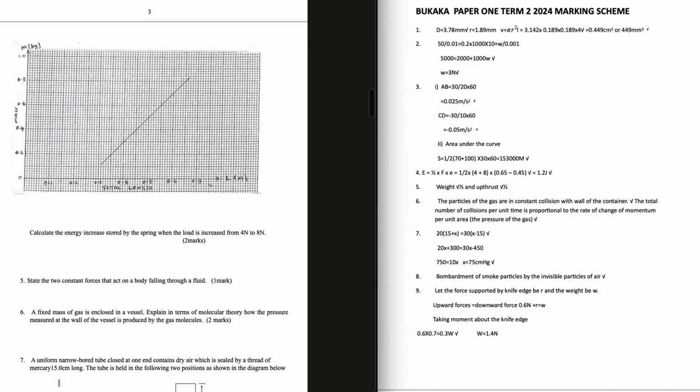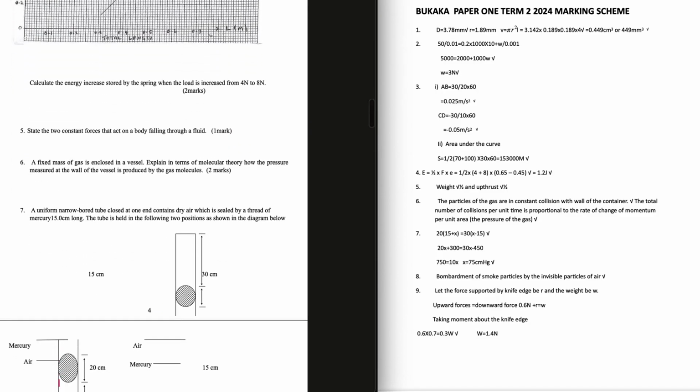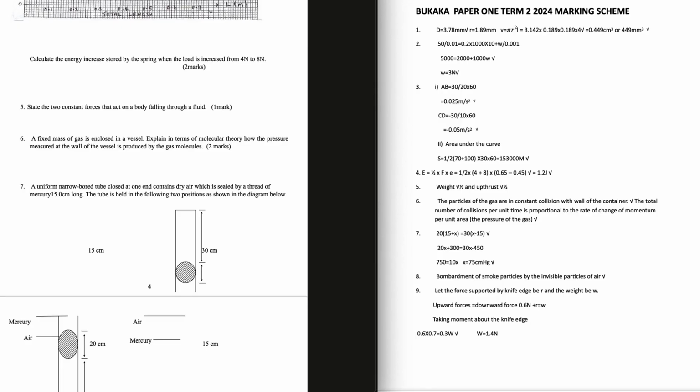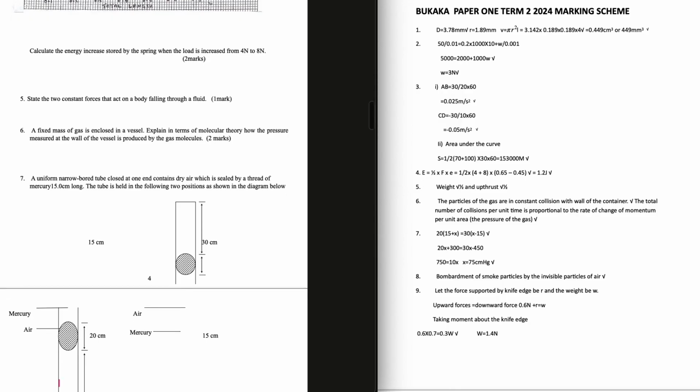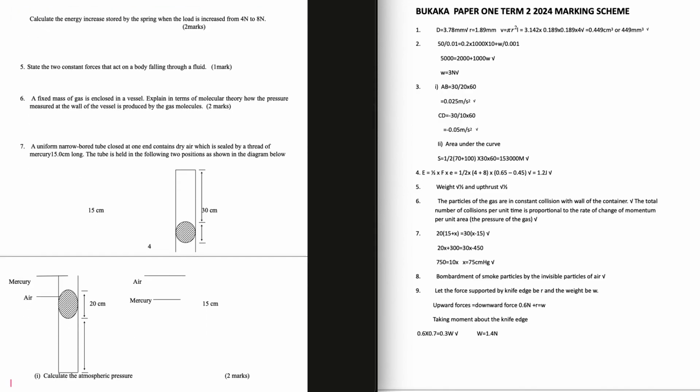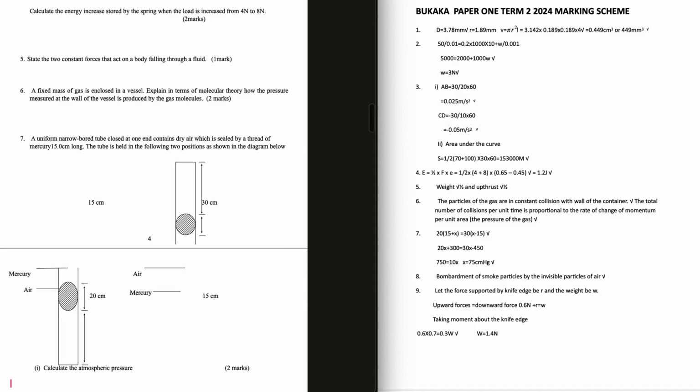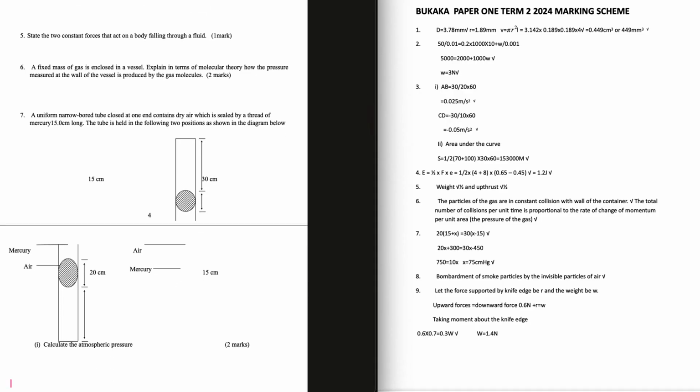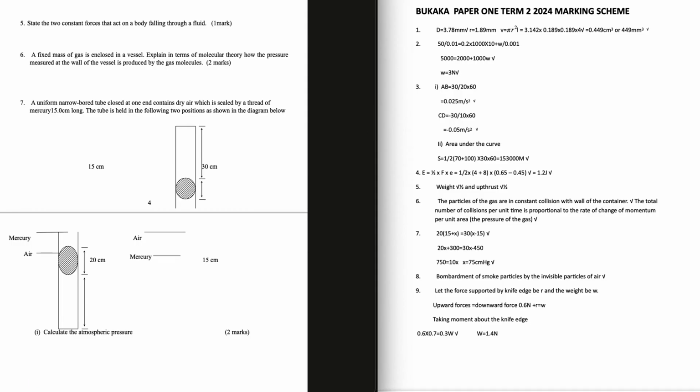Question 7. A uniform narrow bore tube closed at one end contains dry air which is sealed by a thread of mercury. The tube is held in the following two positions as shown in the diagram below. Calculate the atmospheric pressure. This is how you calculate the atmospheric pressure.